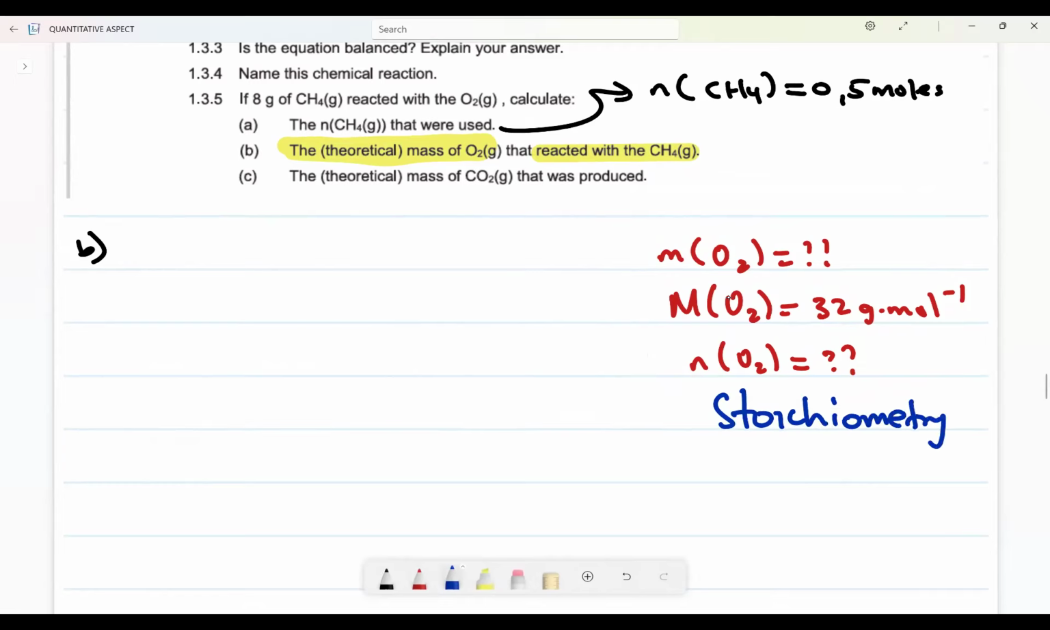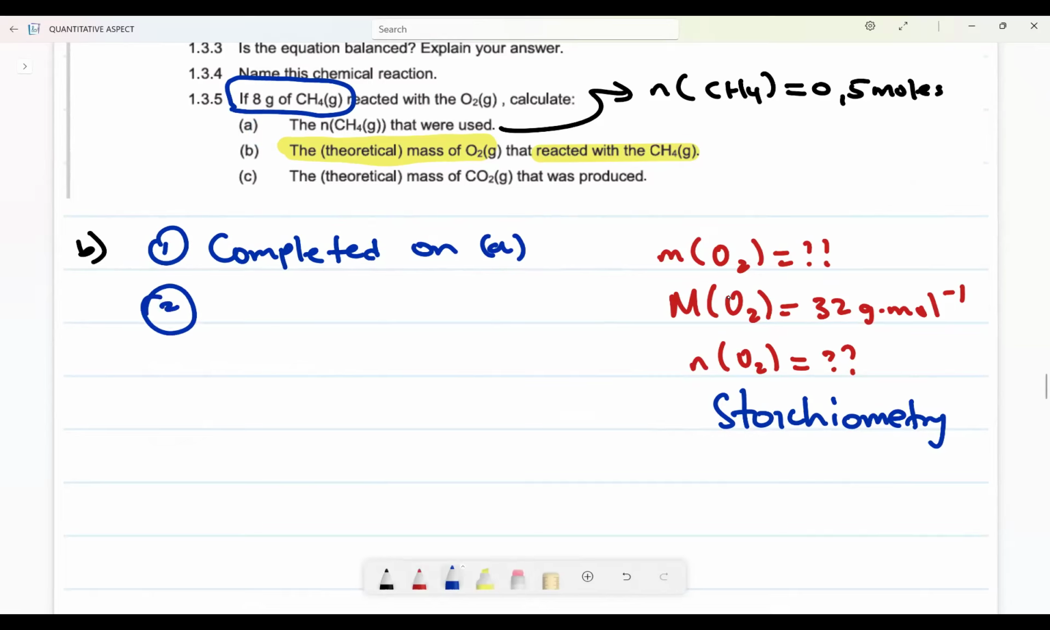Stoichiometry. How? Step one is me calculating what? The number of moles of the known. What is the known? The known is CH4. Calculate the number of moles. But when I check, I already calculated the number of moles of the known on number A. Okay, I now have step number one completed on question number A.